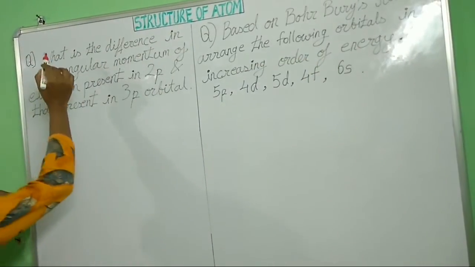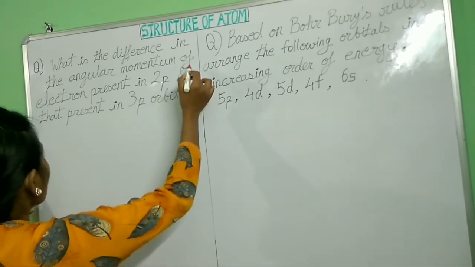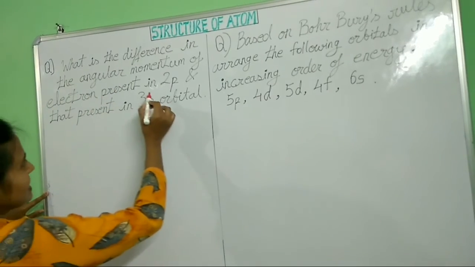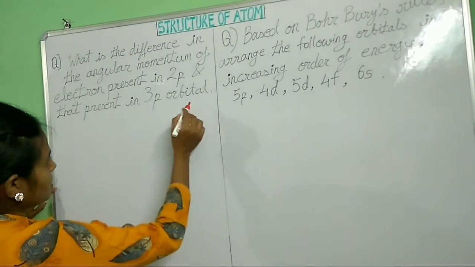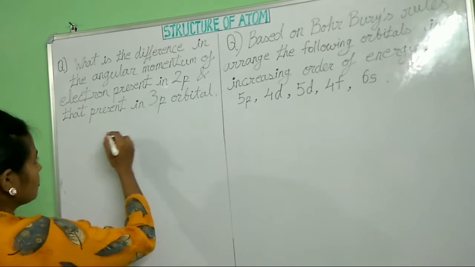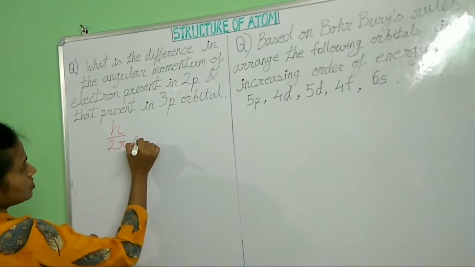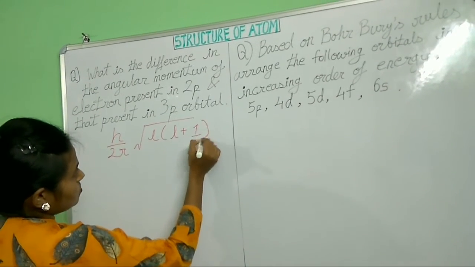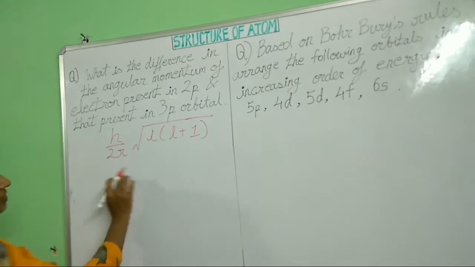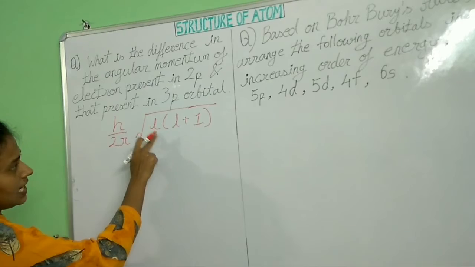Next question. What is the difference in the angular momentum of an electron present in the 2p and that present in the 3p orbital? So how to measure the angular momentum? That is h by 2 pi root L in the bracket L plus 1. So this angular momentum depends only on the azimuthal quantum number, that is L.